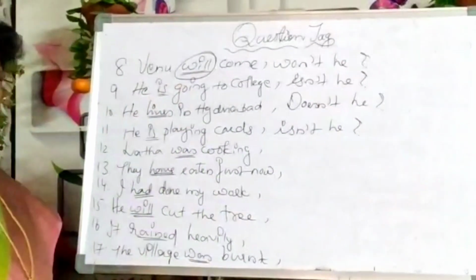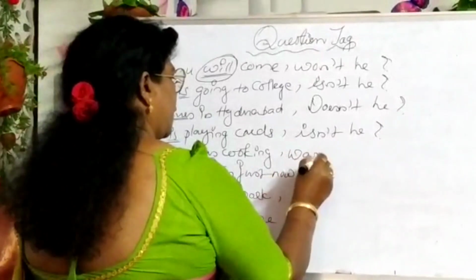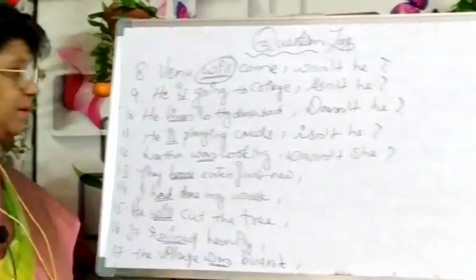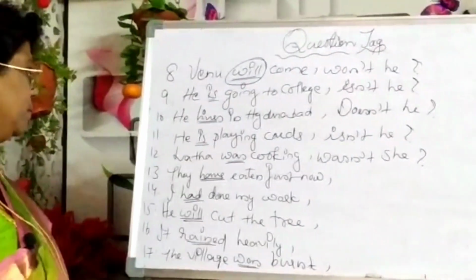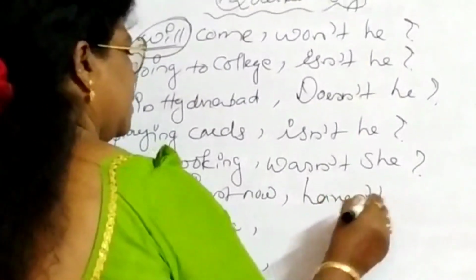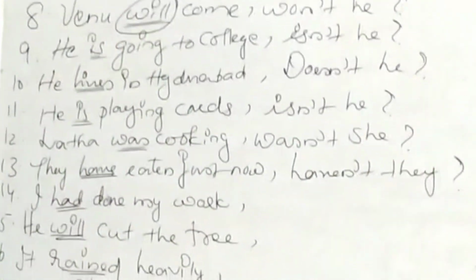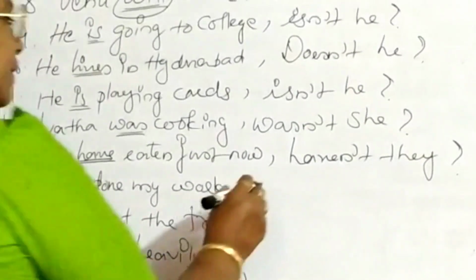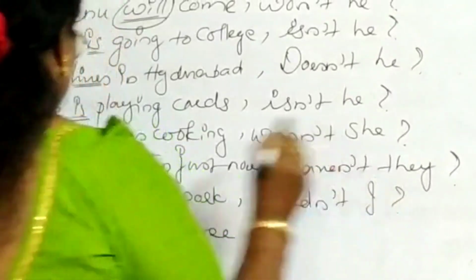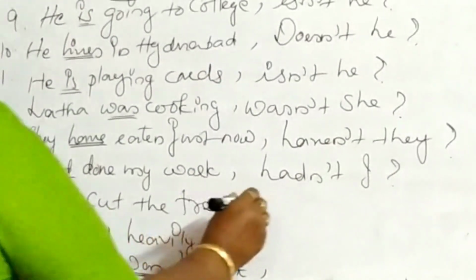Lata was cooking. Wasn't she? They have eaten just now. Haven't they? I had done my work. Hadn't I? He will cut the trees. Won't he?